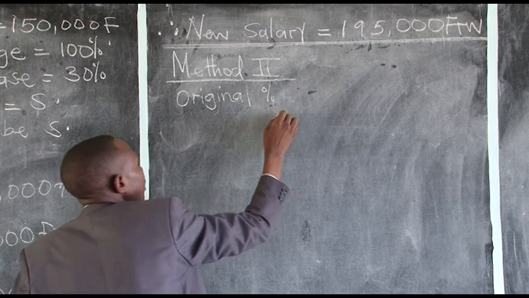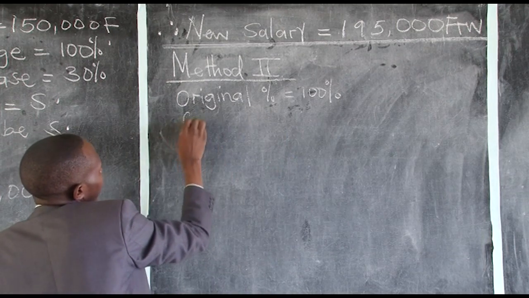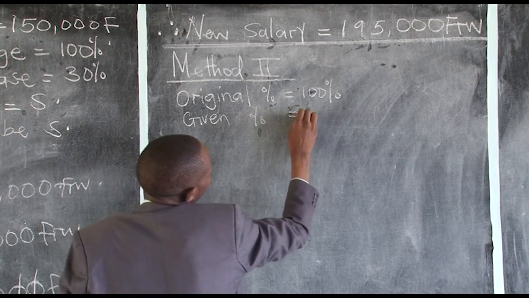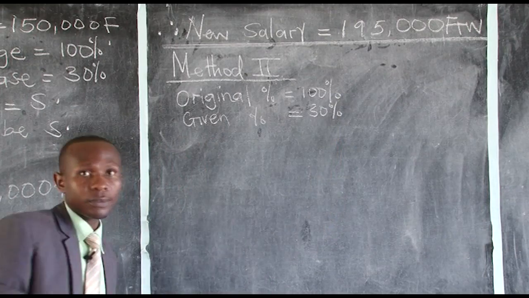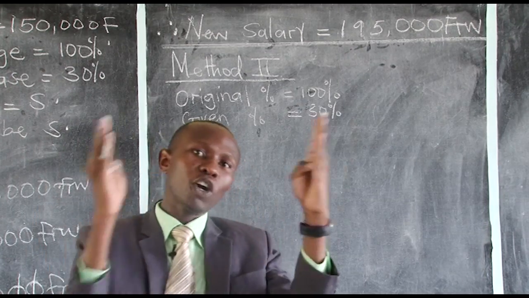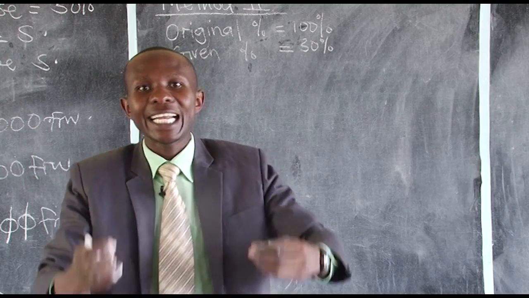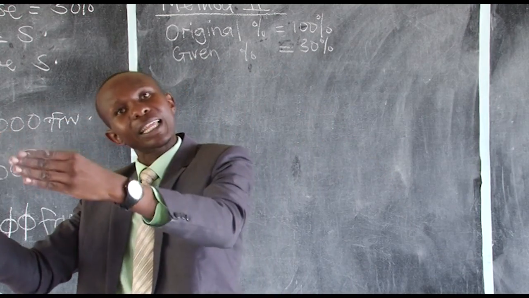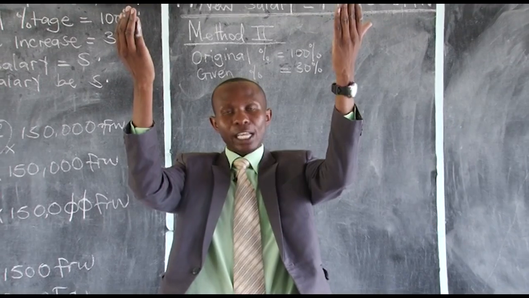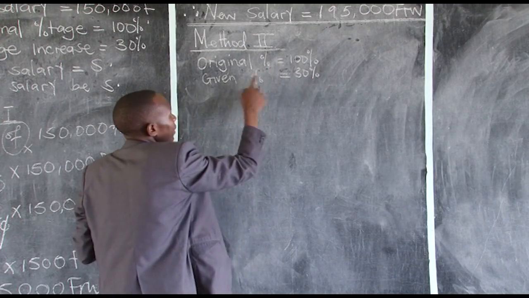Original percentage is equal to 100%. Then given percentage is equal to 30%. Let us look at that and analyze this. They have given us a new percentage, and we know the old percentage is always 100%. So if it is 100% and they have given us already 30%, that 30% is not going to reduce the original percentage. Instead, it is going to increase the original percentage. So we shall say original percentage is equal to 100, given percentage is equal to this.